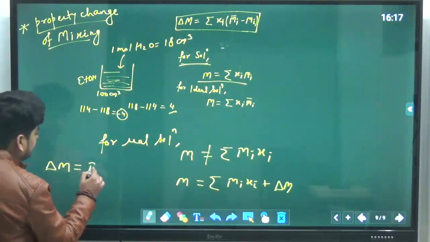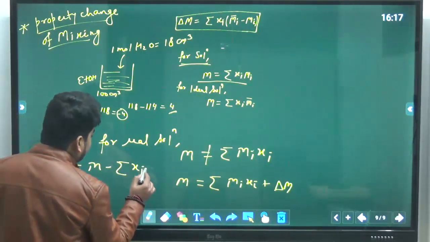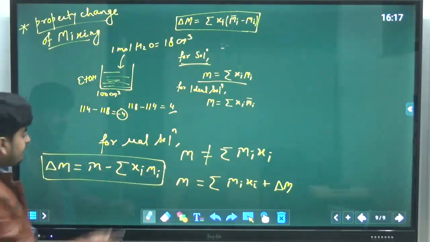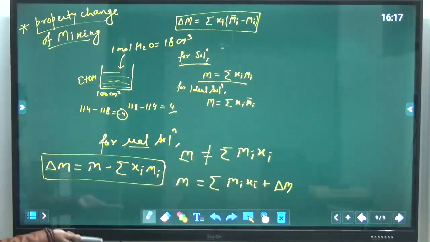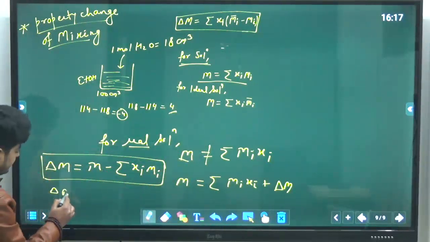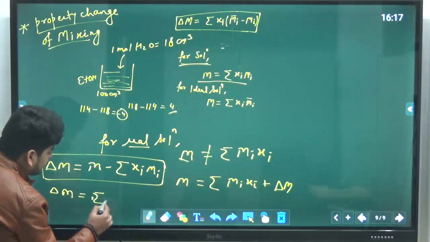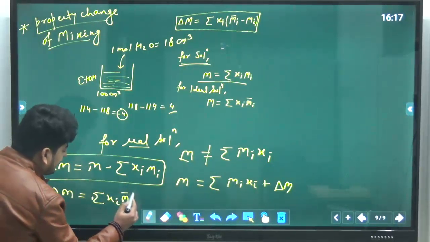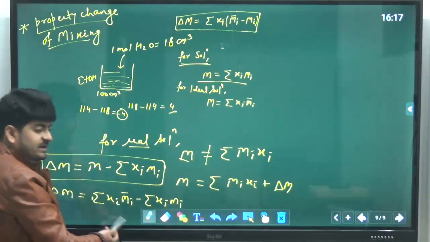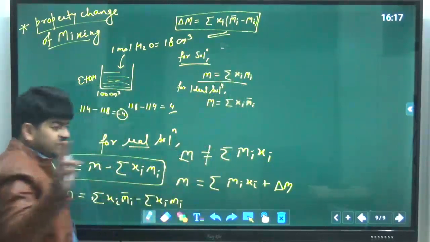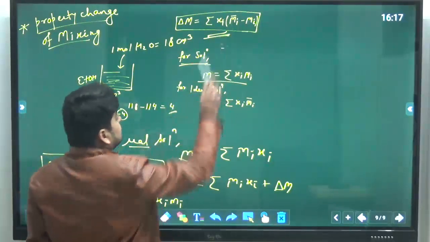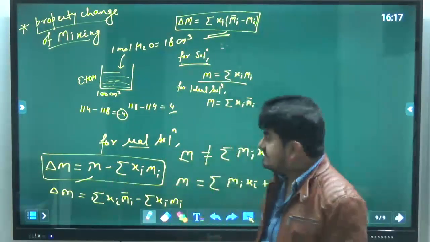delta m. And from there you will get delta m is equal to m minus summation of xi into mi, where this m is the molar property of the real solution. And we know that the molar property of the real solution is summation xi mi bar. So if you put that value here, delta m will be summation of xi mi bar minus summation of xi mi. After rearranging that, you will get this. So these are the two ways to find the molar property change of mixing. One is this, second is this.